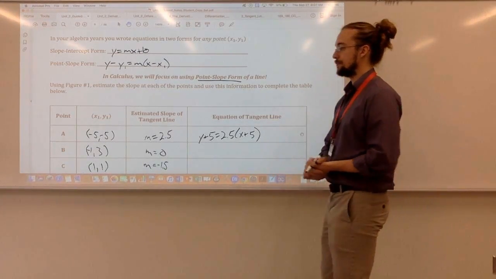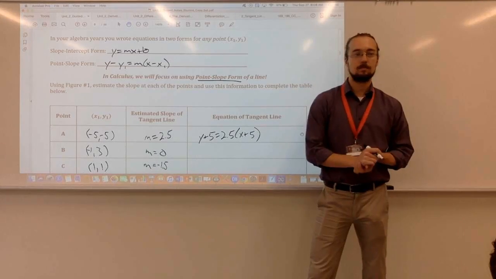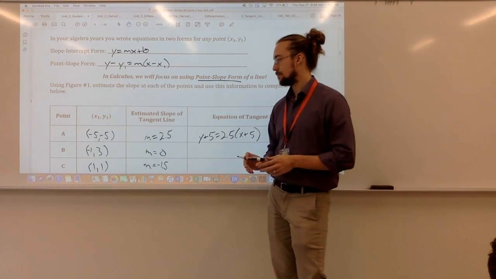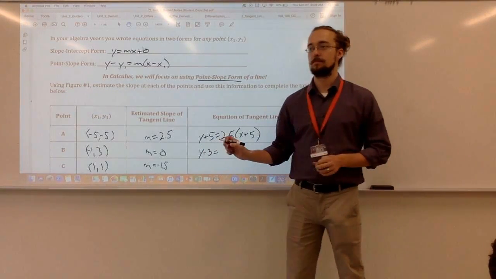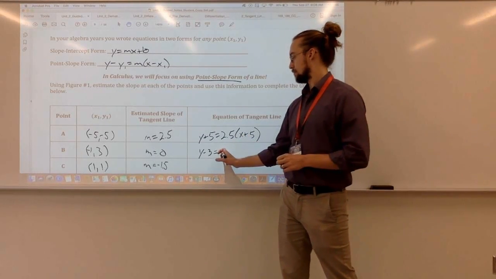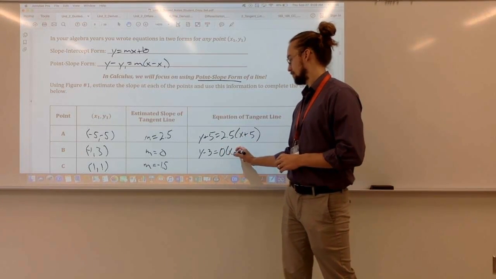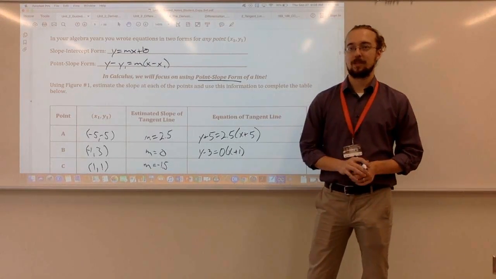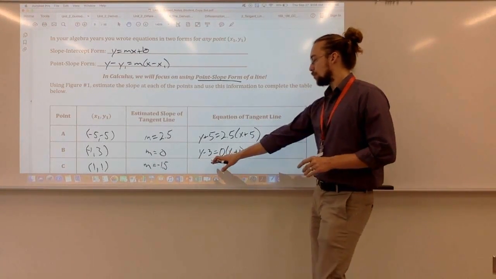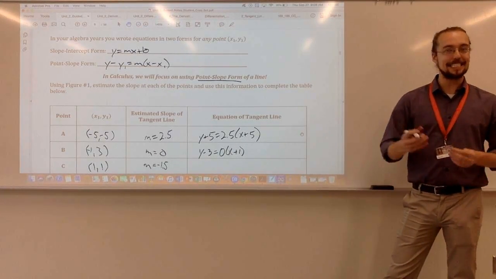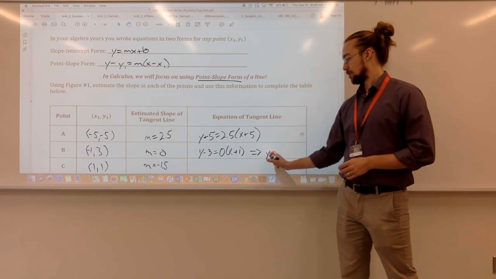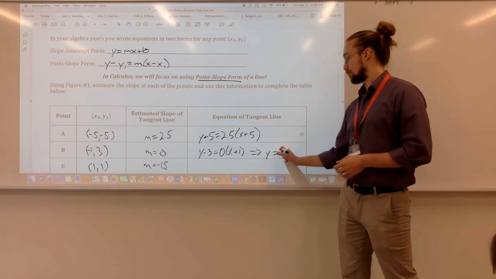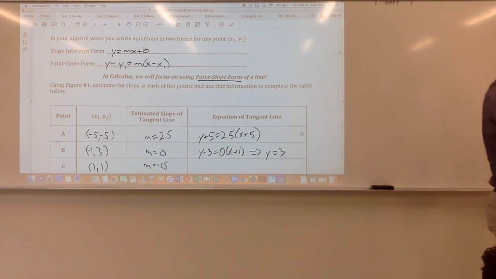Alright, how about for B? We have to do, oh yeah. Because it's multiplying, so basically nothing's there. This one is pretty easy to simplify. What would the simplified version of this equation be? Y equals 3. It's just a horizontal line at 3. How about the last one?